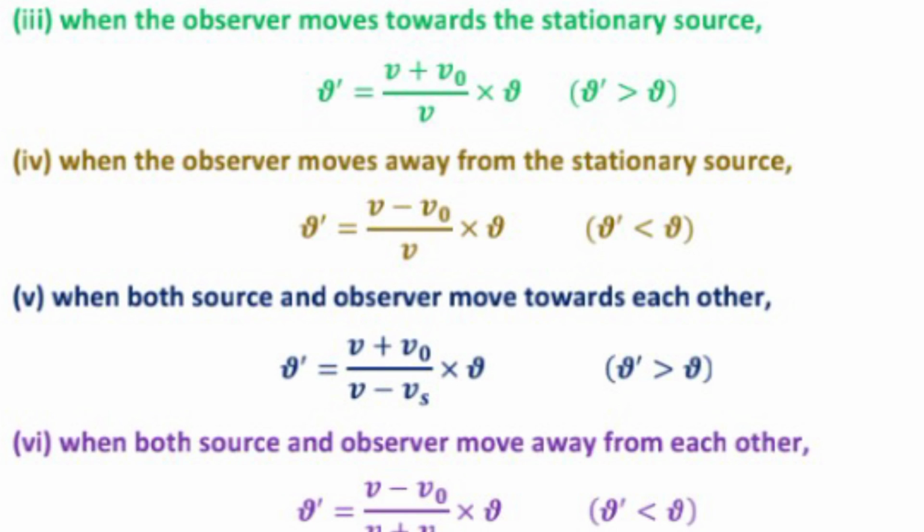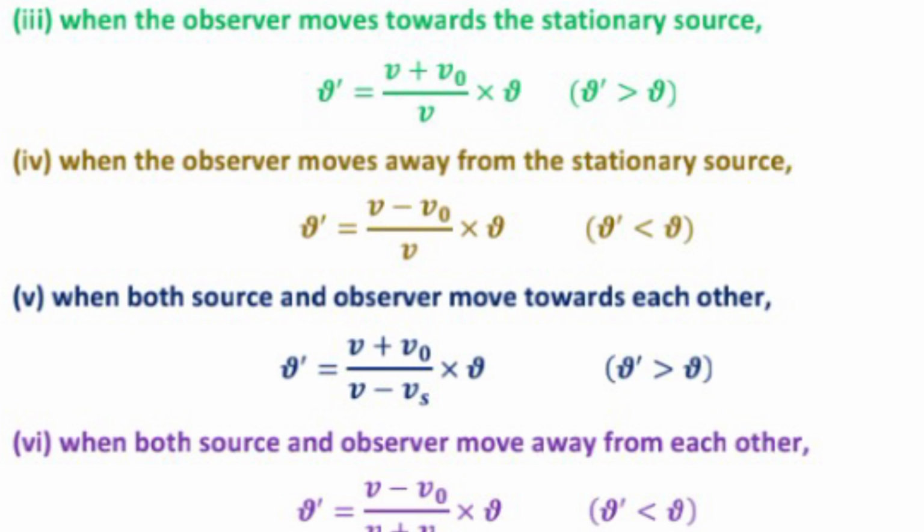Third, when the observer moves towards the stationary source, nu dash equal to V plus V0 upon V into nu. Fourth, when the observer moves away from the stationary source, then nu dash equal to V minus V0 upon V into nu.